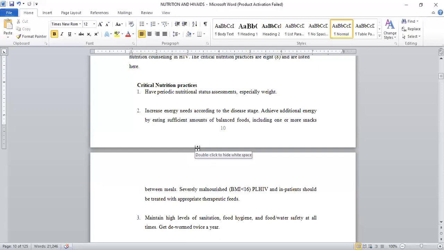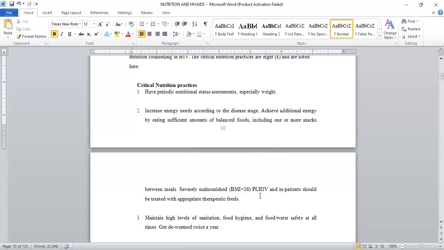So in this case, there must be additional food being taken by this person, whatever the case, even if they have side effects of the drugs, like nausea, vomiting, and so on. You must assist them to ensure that they are able to achieve their energy needs.